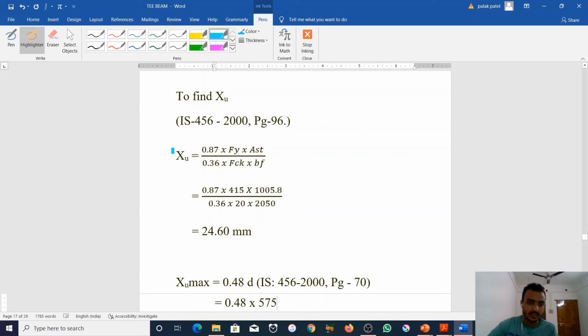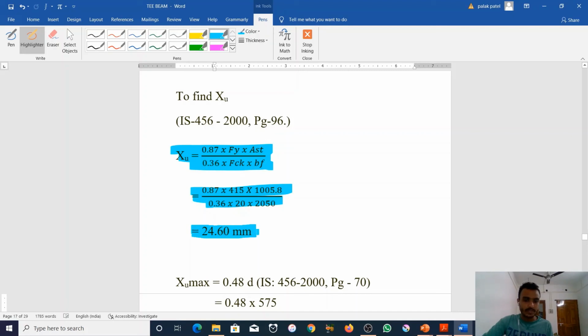First of all, calculate the Xu. Here is the equation: 0.87 Fy into Ast divided by 0.36 fck into bf. So 0.87 Fy 415, capital Ast which we provide 1005.3, 0.36 fck 20, bf 2050. Okay, so we got Xu 24.60.